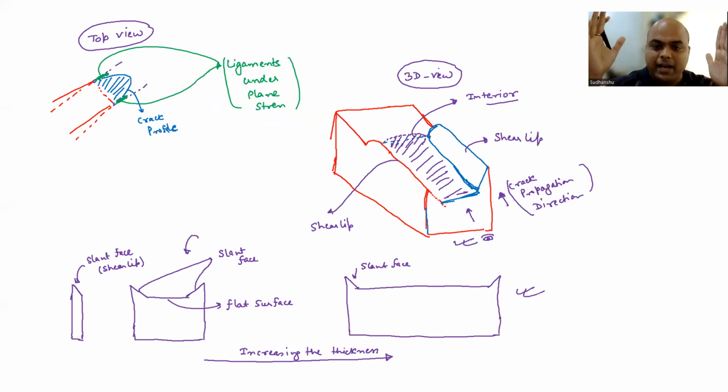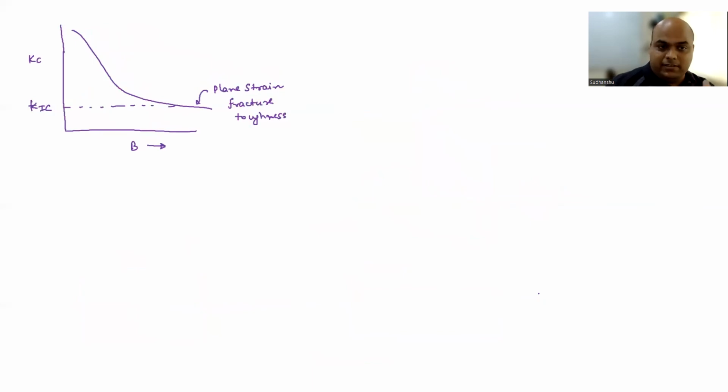So if you have a very, very thick material, it is predominantly under plane strain condition. If it is very, very thin, it is predominantly under the plane stress condition, right? So the effect is in that sense here that the thickness effect on the fracture toughness is due to the relative proportion of the flat and slant surfaces. Okay, so let me write down.